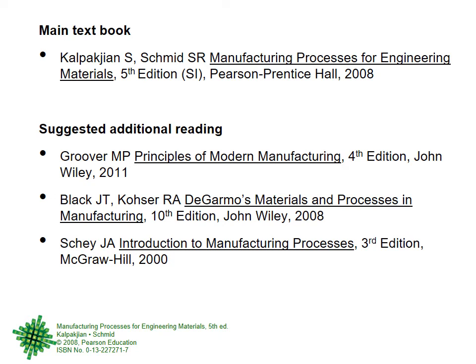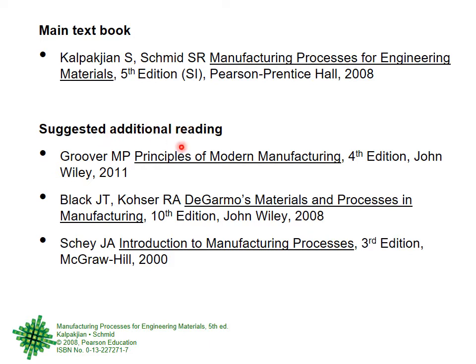The main textbook for the course would be Manufacturing Processes for Engineering Materials by Kalpakjian and Schmidt. I prepared most of the lectures from the 5th edition, but maybe in the textbook section the current edition is a later one, so that is possible, but the book is the same, Manufacturing Processes for Engineering Materials, and the authors are Kalpakjian and Schmidt.